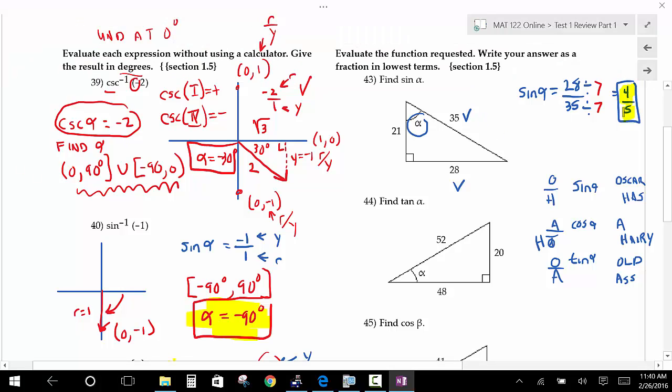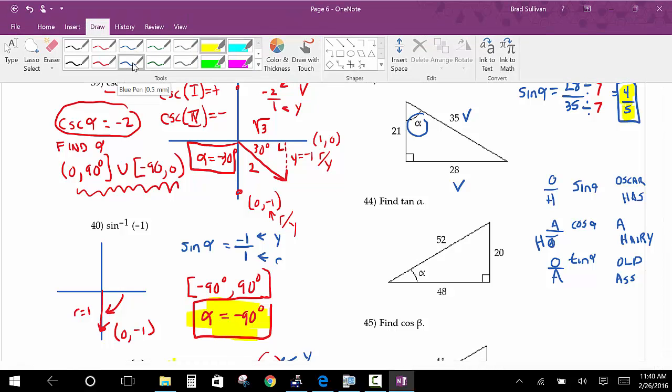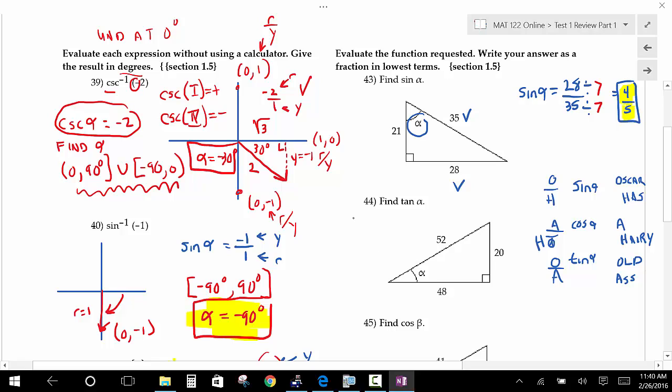All right. So the next one, we're going to look at a tangent. The tangent's definition, in terms of a triangle, is the side opposite over the side adjacent. So what we need to do on this is look at our alpha. Opposite is this. Adjacent is this. The hypotenuse is 52. The opposite is on the other side of the triangle. Adjacent is the side of the triangle that's next to the angle that's not the hypotenuse.